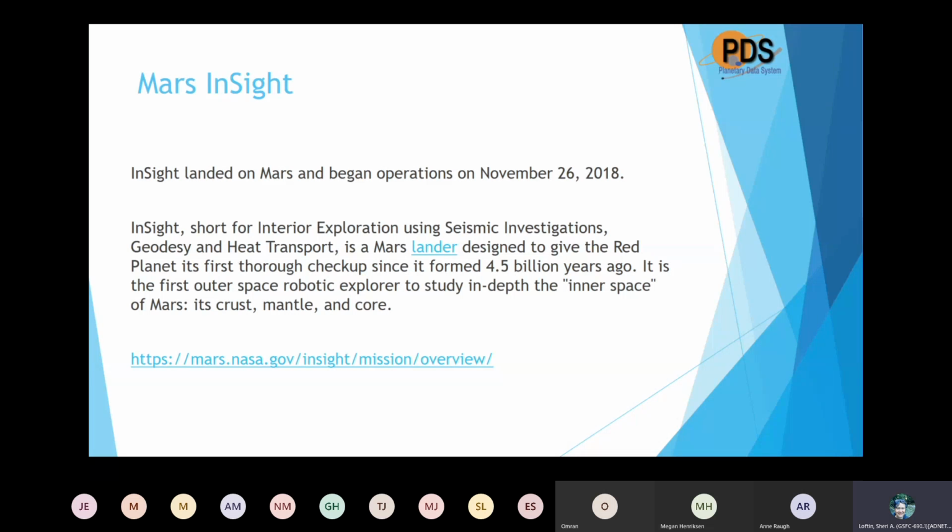So the mission I decided to use as an example is the InSight lander on Mars. One of the reasons I chose it is because it has a very thorough, well laid out, and easy to understand archive. They've done a really great job on their documentation, and they have a really impressive data delivery schedule. So it's like a best case scenario.